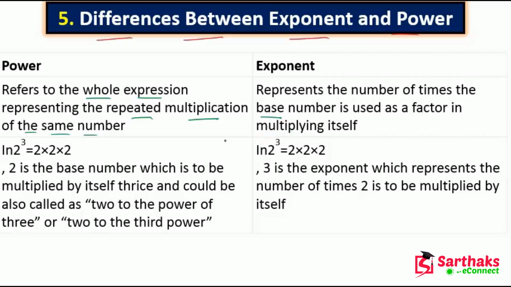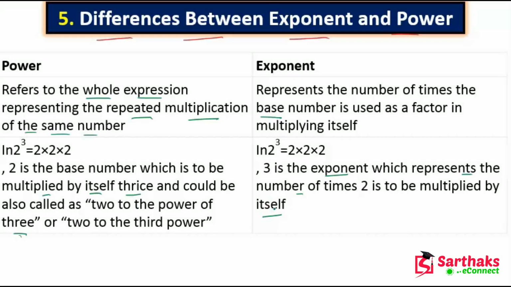Okay, understand? So here if you observe this, in 2 raised to power 3, it is 2 into 2 into 2. So 2 is what? 2 is the base number which is to be multiplied by itself thrice, and it could also be called 2 to the power of 3 or 2 to the third power. Okay, and here 3 is the exponent, which represents the number of times 2 is to be multiplied by itself. I hope you understand these things, my dear friends.